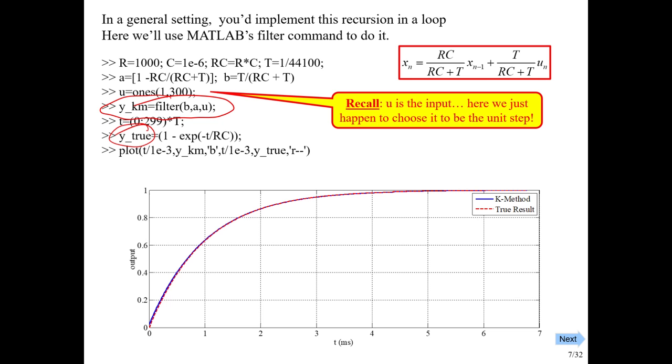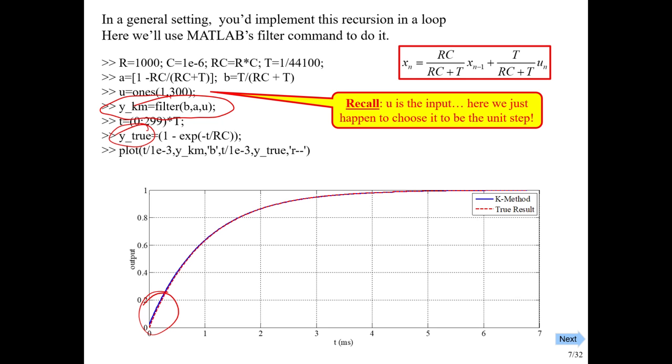And there's the answer. The blue curve is the K method. The red dashed curve is the true result. And you can see it looks remarkably similar. There's a little bit of difference right at the start, but shortly after that, it's almost virtually identical. And so there we have it. Pretty successful in mimicking that.